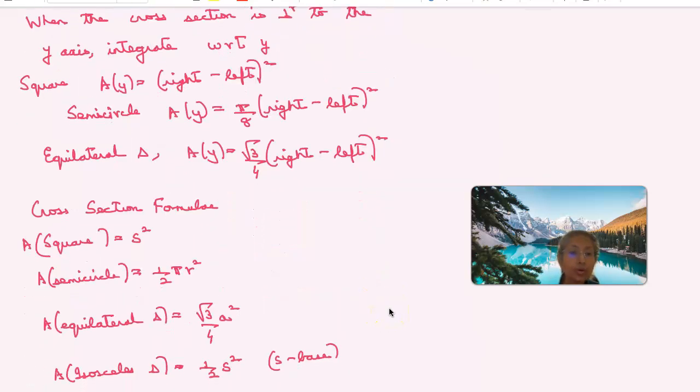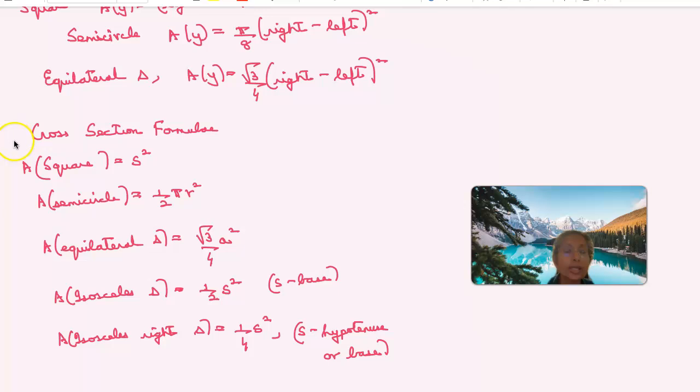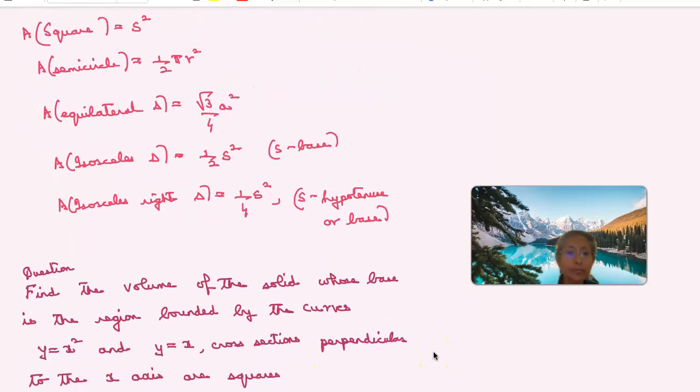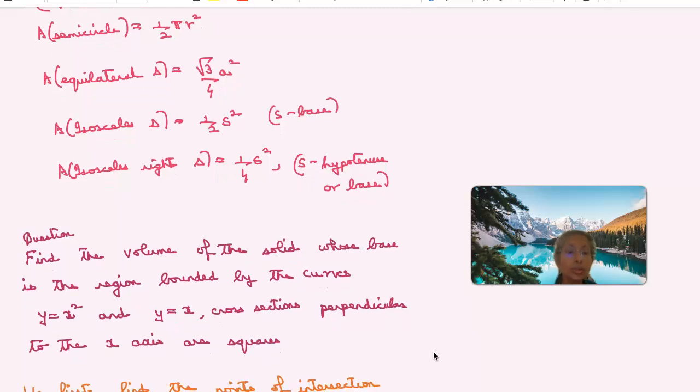The cross-section formulas are given by: area of a square is s squared. For a semicircle, it is half pi r squared. For an equilateral triangle, it is root 3 by 4 a squared. For an isosceles triangle, it is half s squared, where s is the base. For an isosceles right triangle, it is half s squared, where s is either the hypotenuse or the base. So let's go into a problem.